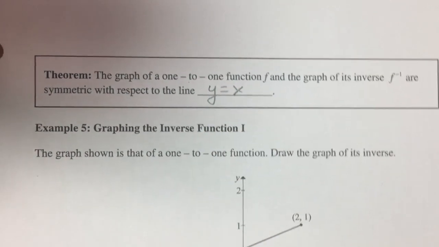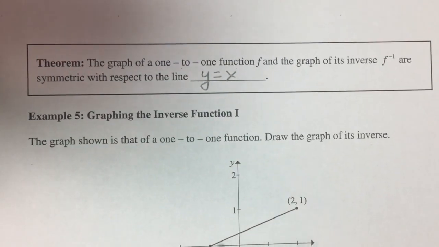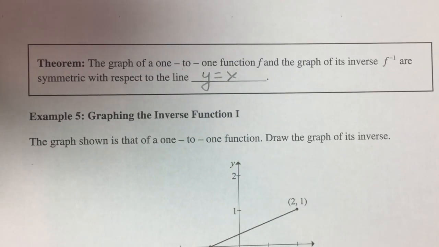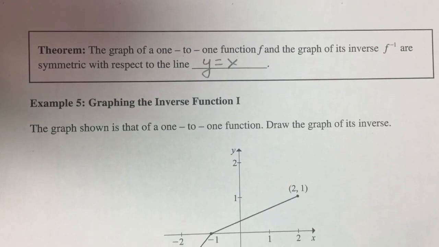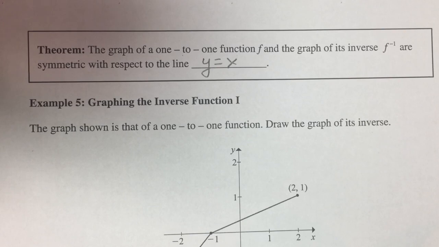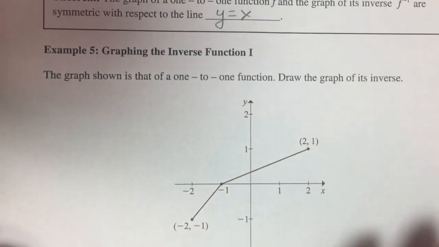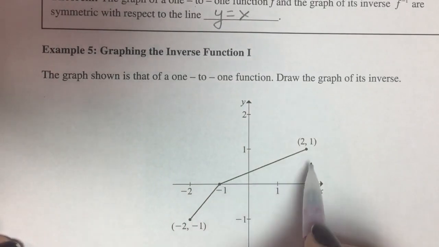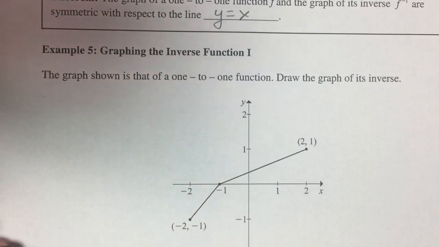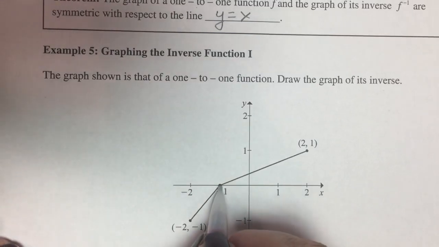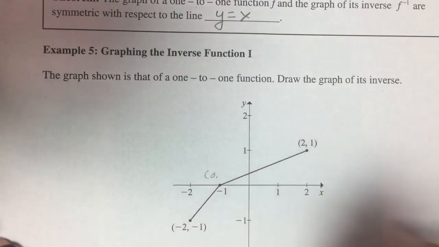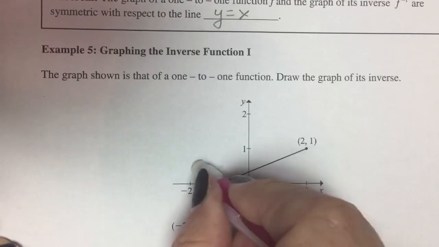So here they give me a silly looking function, and by the way, it is one-to-one because it passes the vertical line test and the horizontal line test. It's asking me to then graph the inverse. So really all I have to do is take each one of the ordered pairs and flip the domain and the range. So for example, this point right here is at -1, 0.